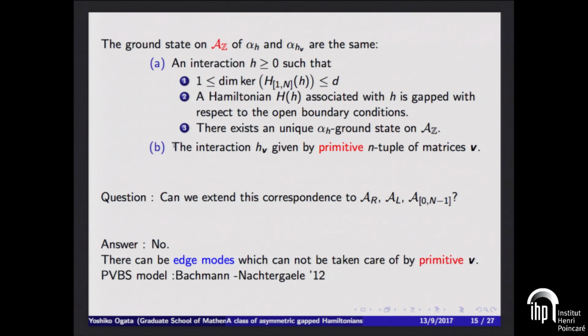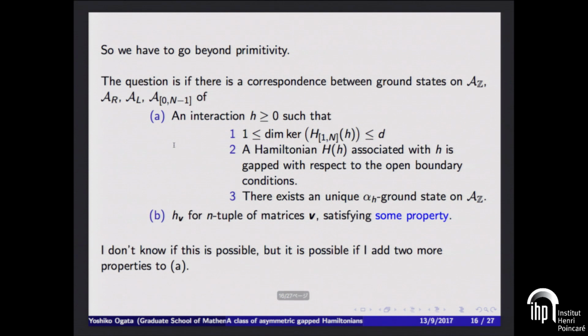And more precisely, in this model, the ground state degeneracy on the right infinite chain and the left infinite chain can be different. But if we consider only the primitive case, the ground state degeneracy on the right infinite chain and the left infinite chain should be the same. So there is some phase we cannot capture just by primitivity. So we have to go beyond primitivity.